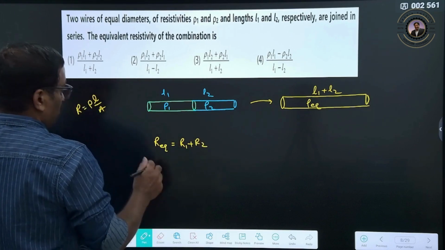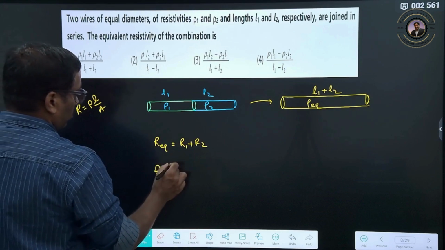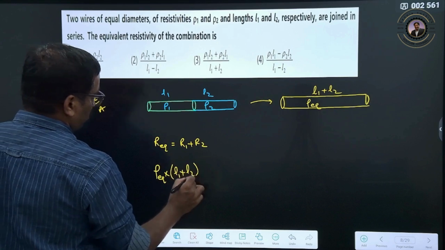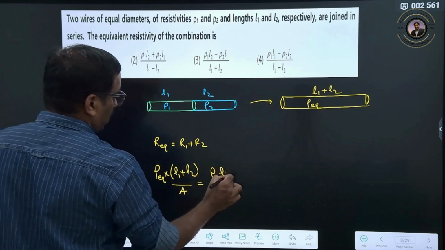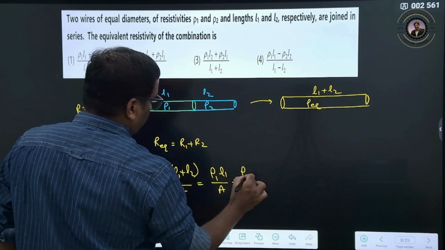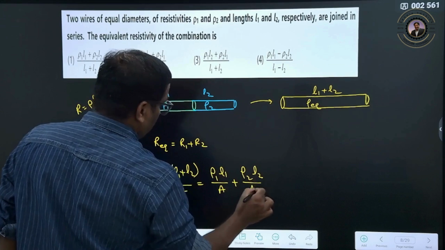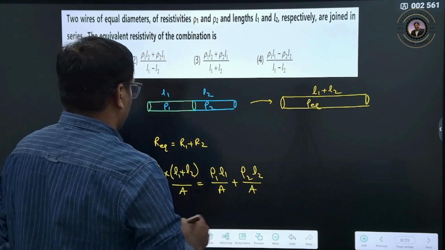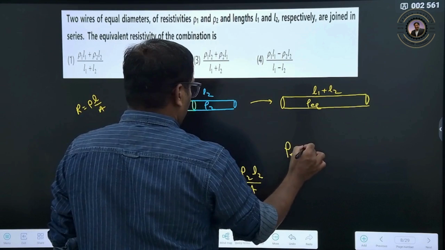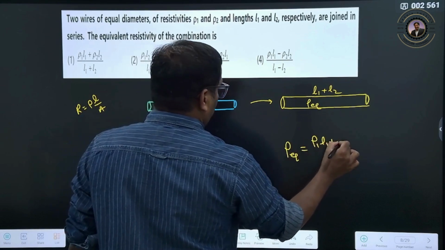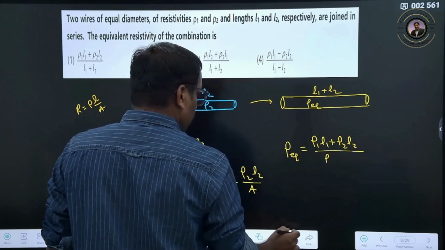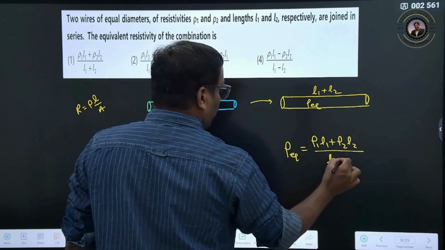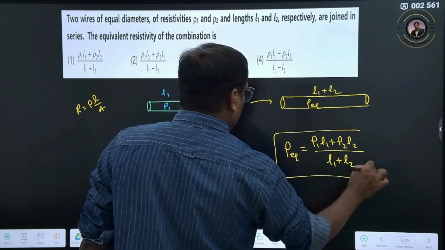Therefore rho equivalent into L1 plus L2 by A is equal to rho 1 into L1 by A plus rho 2 into L2 by A. So this A gets cancelled out. Therefore rho equivalent can be written as rho 1 L1 plus rho 2 L2 by L1 plus L2. This is the rho equivalent.